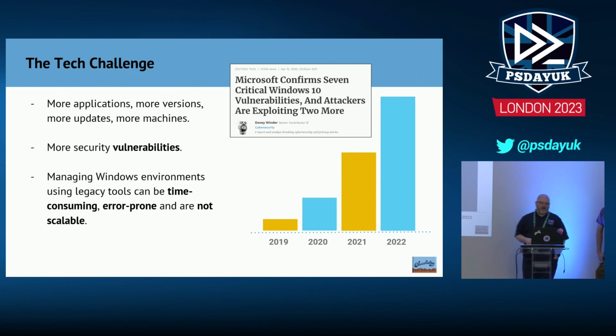And in this case, we're looking at more applications and more versions, and that also gives us a bigger attack surface. We've got more applications, more versions, more updates, more of everything. There's more to attack. And that ends up with more security vulnerabilities for all of that software. And trying to manage that Windows environment using legacy tools, as we still do. As I said, I'm from an operations background, so this is my bread and butter. It's time consuming, error prone, and it's not scalable. It just really doesn't work. Older legacy tools in a modern environment just really don't work these days.